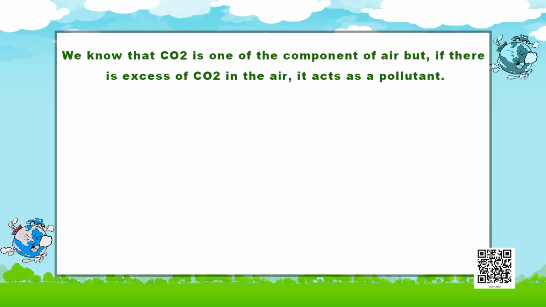Without this process, life would not have been possible on Earth. We all would have suffered with extreme cold and life would be very difficult. So thanks to greenhouse effect, but then greenhouse effect is now becoming a problem for us. How? Excess amount of CO2 present in the air has become responsible for this effect. We know that CO2 is one of the component of air, but if there is excess of CO2 in the air, it acts as a pollutant.